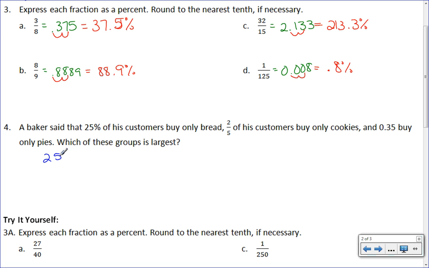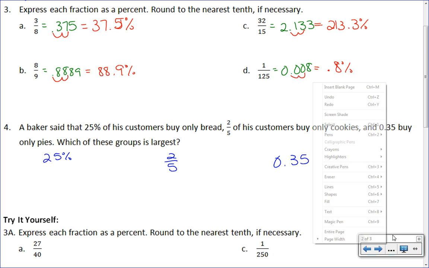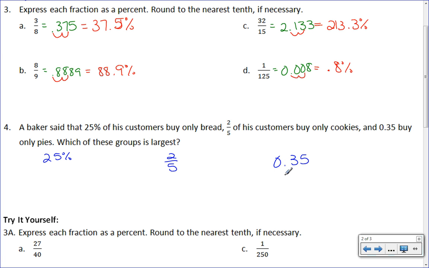So we have 25%, 2/5, and 0.35. Well, 0.35 is already a decimal. I don't need to do anything to that. 25%, in order to change that to a decimal, I know I just need to move the decimal 2 places, and that's 0.25. To change 2/5 to a decimal, I know I just need to divide 2 by 5. So on my calculator, 2 divided by 5 is 0.4.